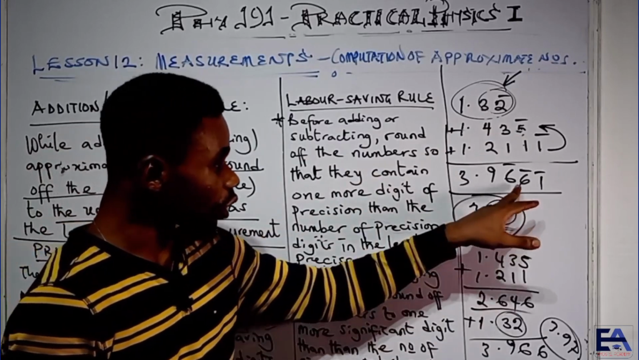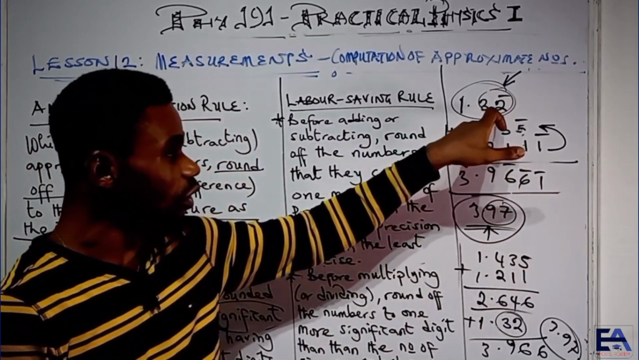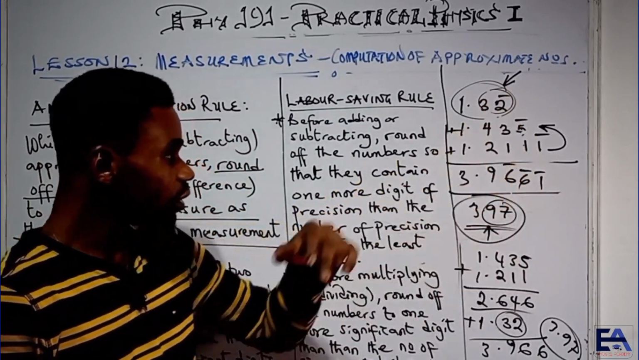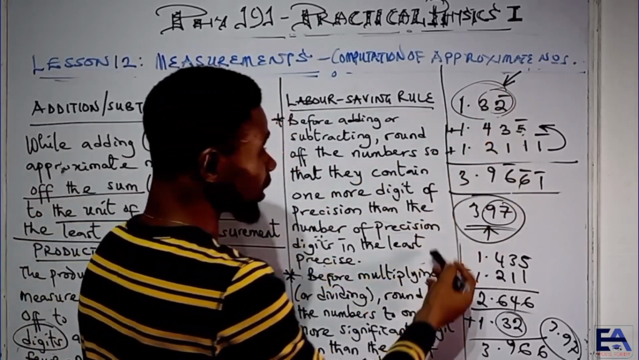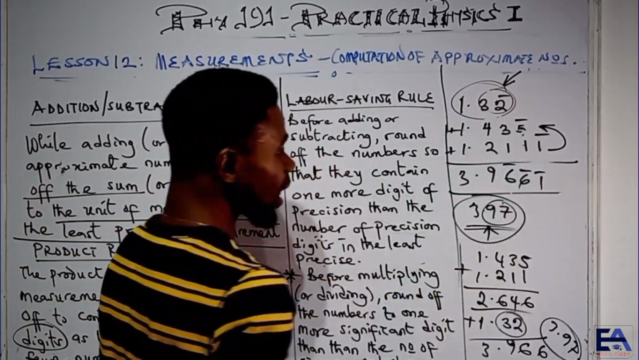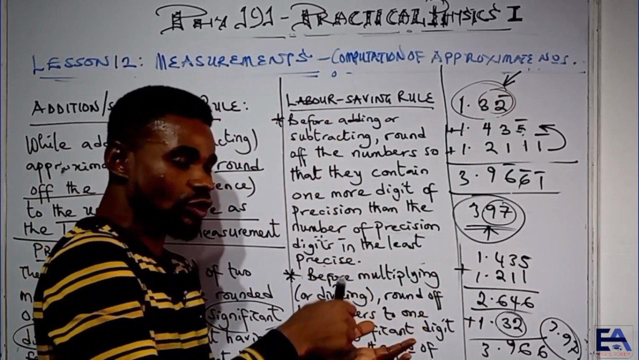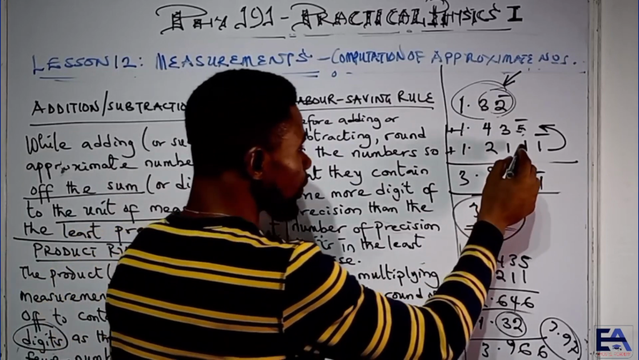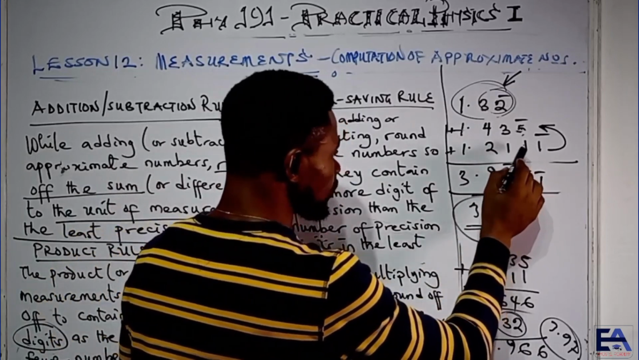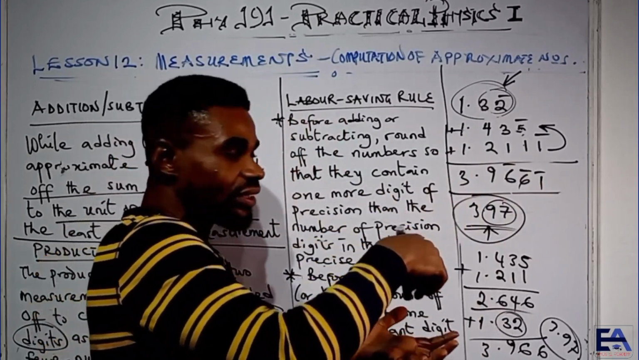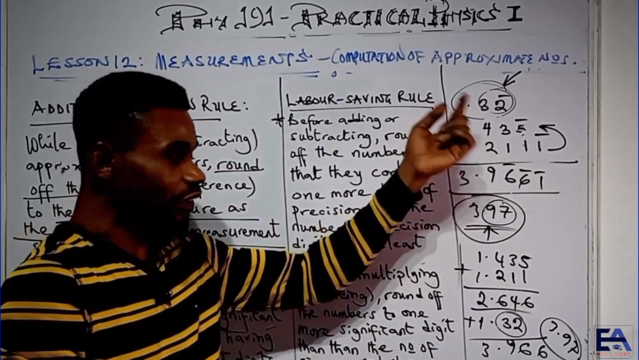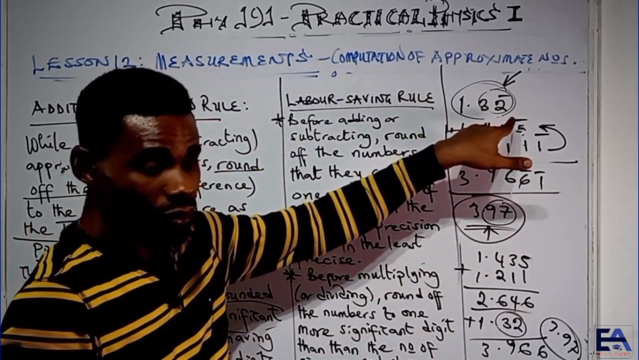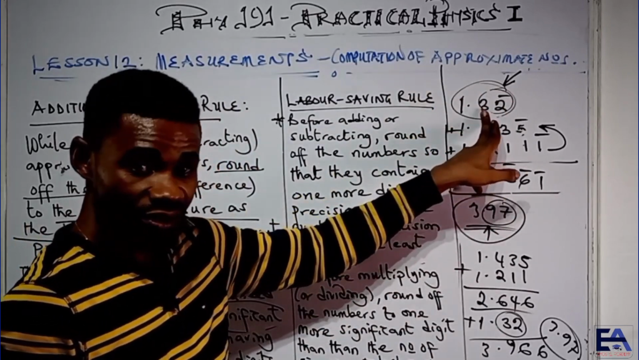So when you want to cut this one now, you cut it because the one with the lowest precision has only 2 digits after the decimal point. So therefore, because it has 2 digits after the decimal point, this one has 3, this one has 4 after the decimal point. The one that has the smallest number of digits after the decimal point is the least precise. Okay, so you drop every other number here, you approximate it first to have 1 more digit beyond the precision digit of the least precise. The least precise here is 1.32. The precision digit is 2 digits, right?